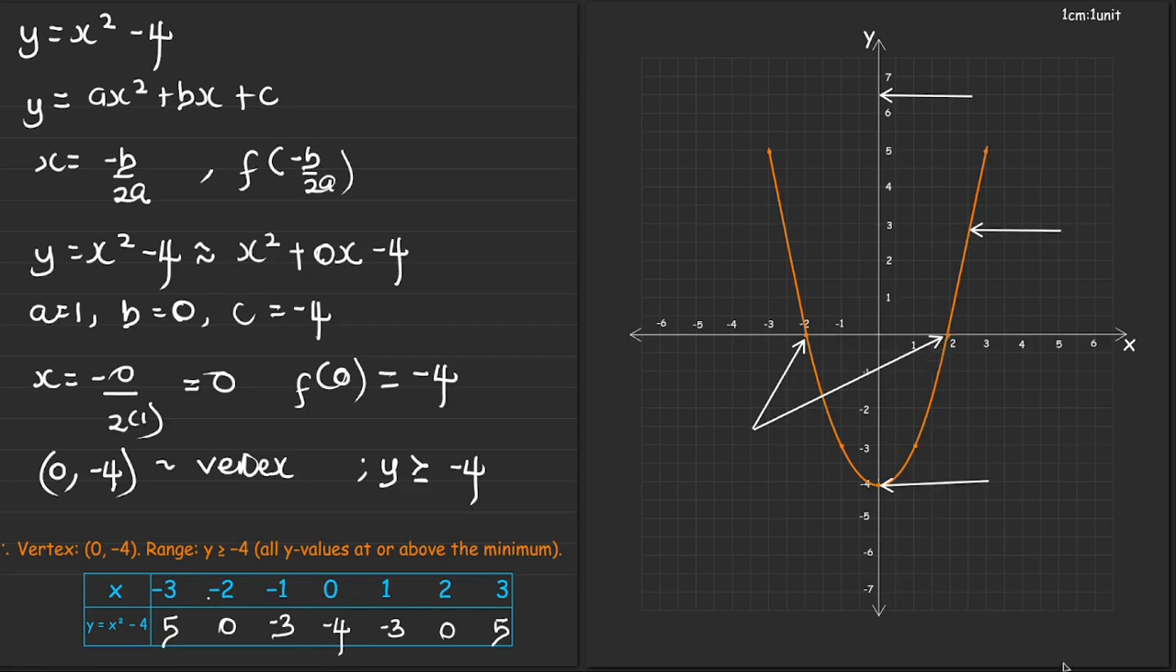So if I'm to label, then down here is simply my vertex. And the vertex coordinate is what? 0, -4. Then this side is what? My x-intercept. Then this is simply the function. So the function was x squared minus 4, or you can write it as y equals x squared minus 4.